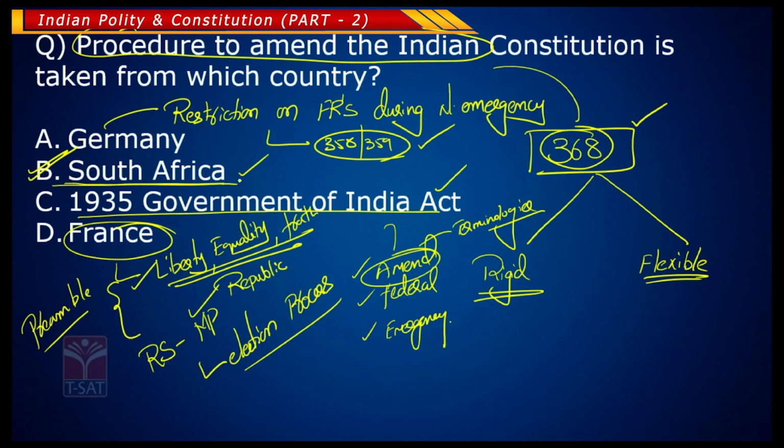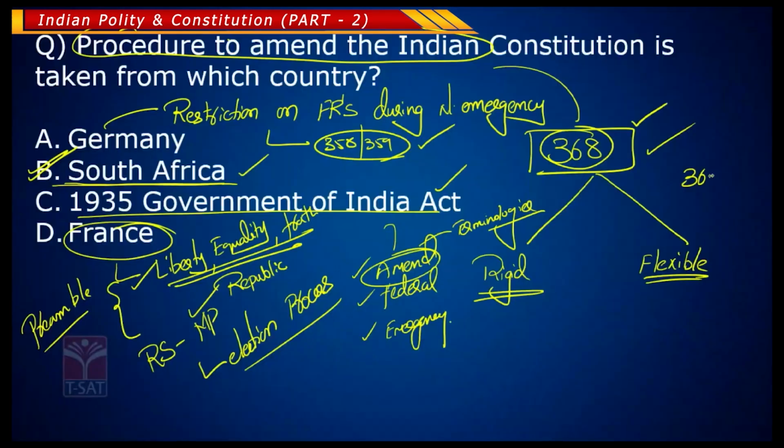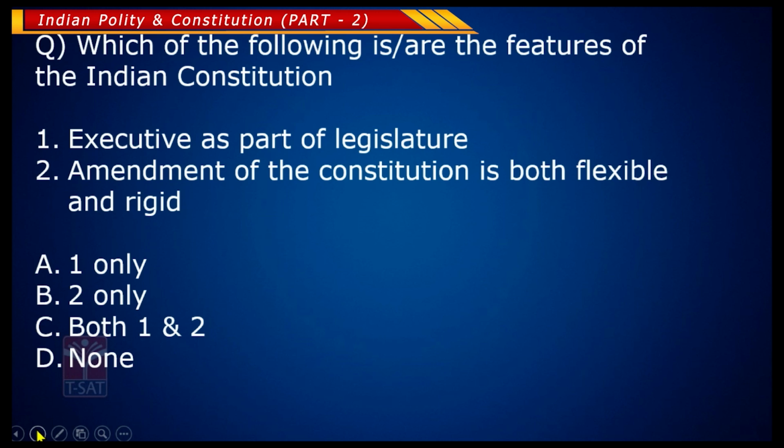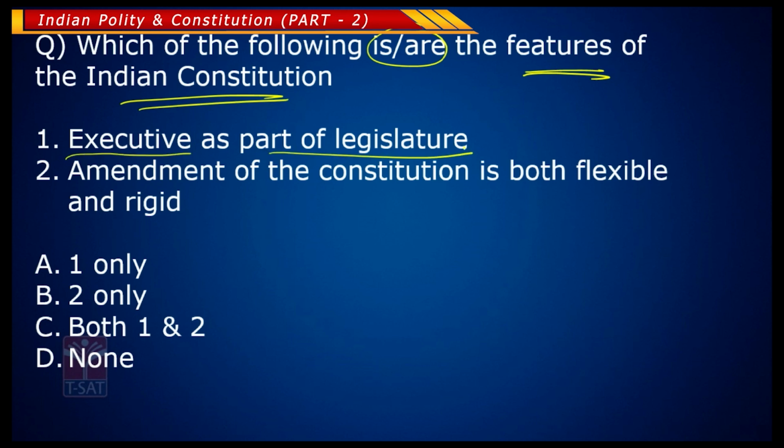So the answer is South Africa. The procedure to amend the Constitution of India is discussed in Article 368. This is what you need to remember for your exam. To be very precise, Article 368 subclause 2 talks about the procedure to amend the Constitution of India. Very, very important. Which of the following is or are the features of the Indian Constitution? Salient feature: executive as part of the legislature. Whenever he is talking about executive as part of the legislature, you should imagine political executive. See, executive is divided into two types.